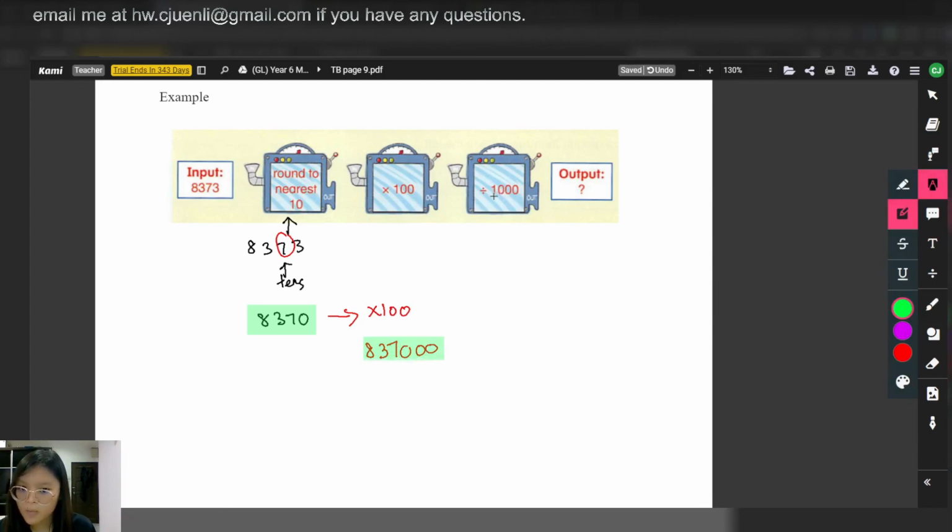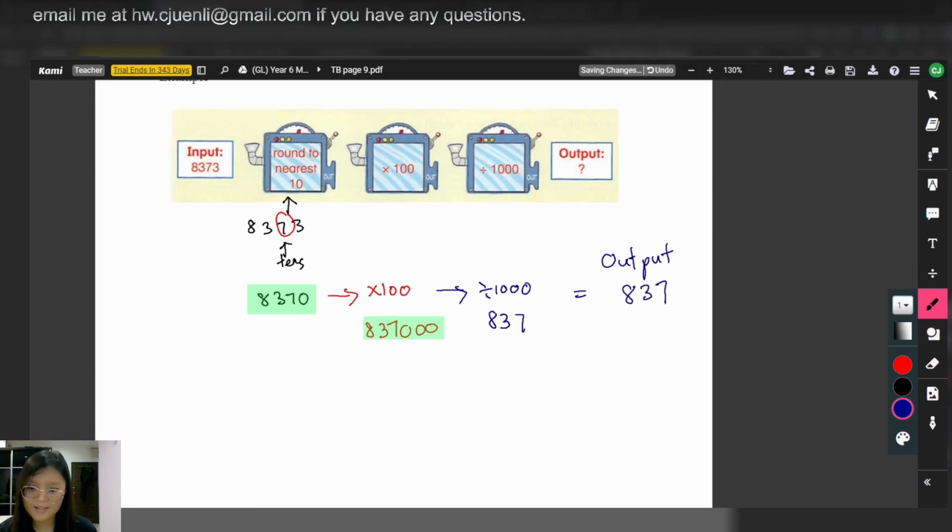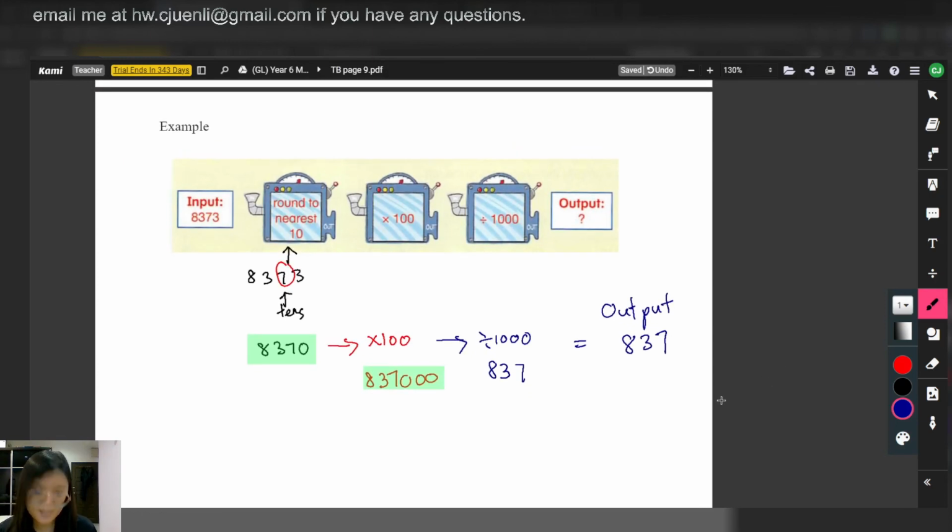Now, the next thing is we have to divide by 1000. So how do we do that? Let's see. We have divided by 1000. You don't have to write it again, it's fine, but I'm writing it here so that you can see step by step. We have to remove 3 zeros because 1000 has 3 zeros. So your answer will be 8, 3, and 7. And therefore, your output would be 837 as your answer. Just a very simple example for you to see. So you do it step by step and then you get your final answer.